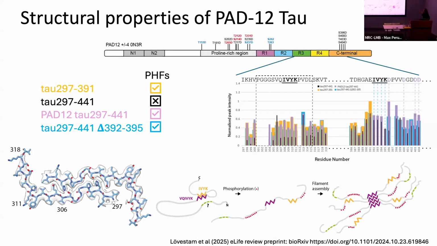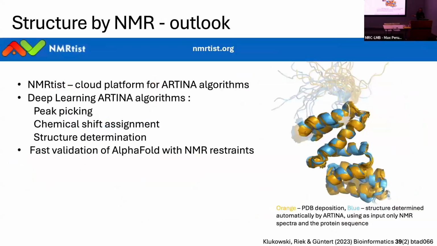And what's really interesting is, why would mutating something down here affect something up here? It must be because there's an interaction, right? And so that's led to this hypothesis that in the 297-441 system, there is an intramolecular interaction that inhibits downstream filament formation. But when you get phosphorylation, this interaction is disrupted, and then filament assembly can proceed. I promise this is my last slide.